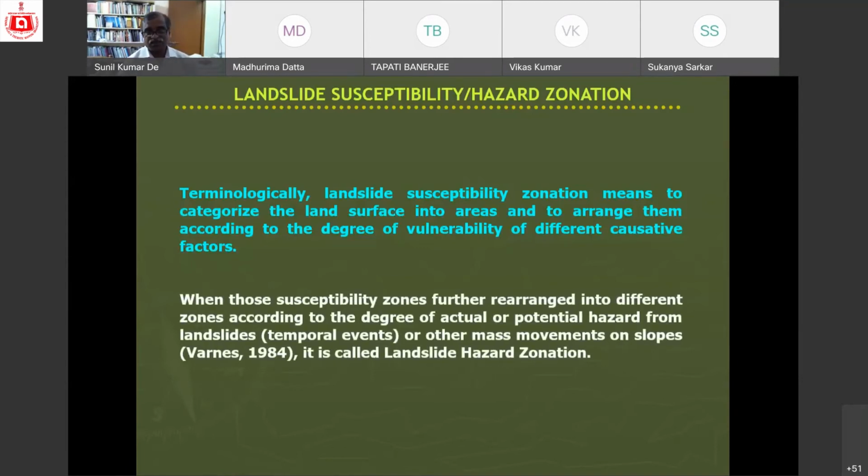Now, when the susceptibility zones are further rearranged into different zones according to the degree of actual or potential hazard from landslides, it means we need to collect temporal data. For Darjeeling Himalaya, we have collected those temporal data and plotted them on the map. After that, we have rectified the boundary. By this way, we can prepare hazard zones. So hazard is spatio-temporal. Scientifically, in landslide science, this was suggested in 1984.